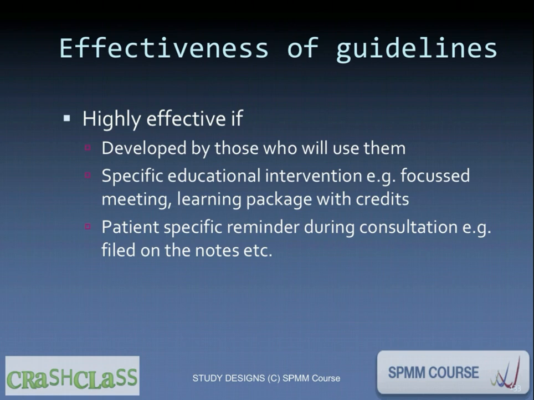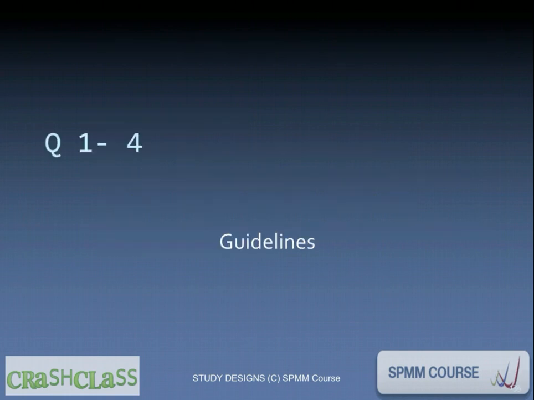And guidelines are effective if specific educational interventions such as focused meetings and learning packages with credits are used to disseminate the guidelines. So just publishing them in a paper is not going to be good enough. You have to have focused educational interventions. Patient-specific reminders are quite useful to implement the guidelines. So let's say you have guidelines for Lewy body dementia. Every time you see a patient with Lewy body dementia, if something pops up on your screen to remind you what to do in terms of follow-up and treatment, that will be very effective. So to put guidelines into use, you need to disseminate them using patient-specific reminders during consultations.